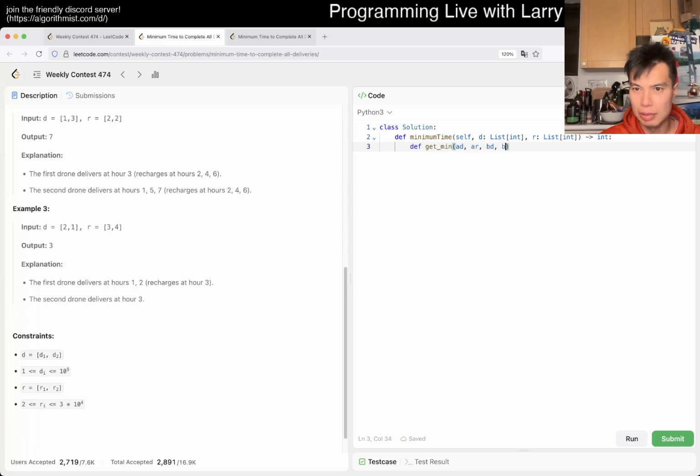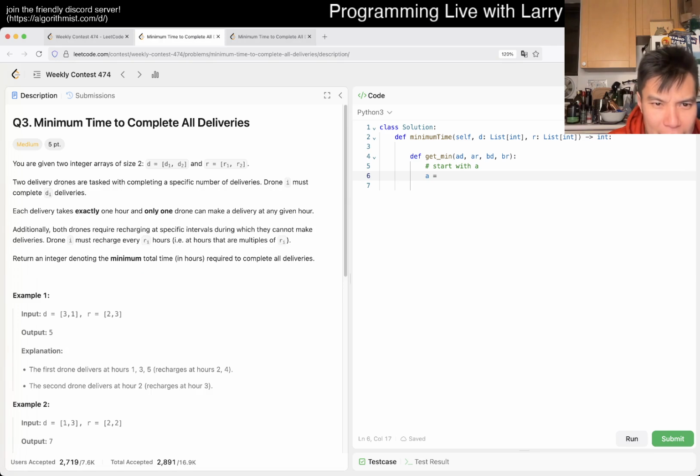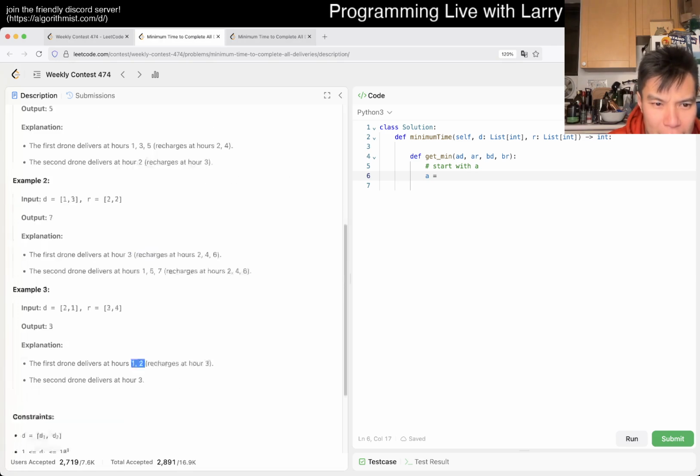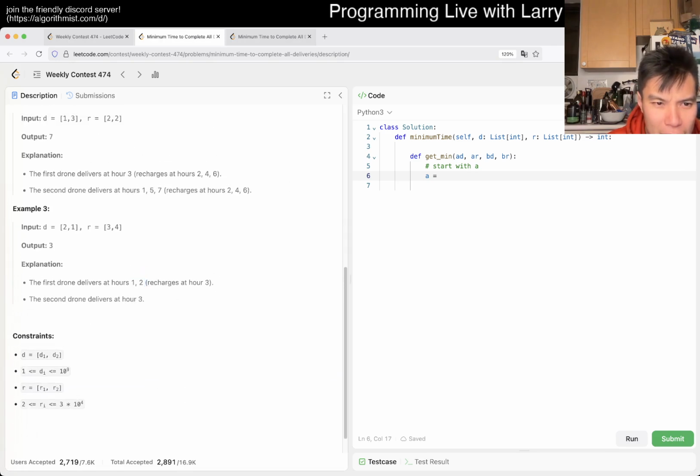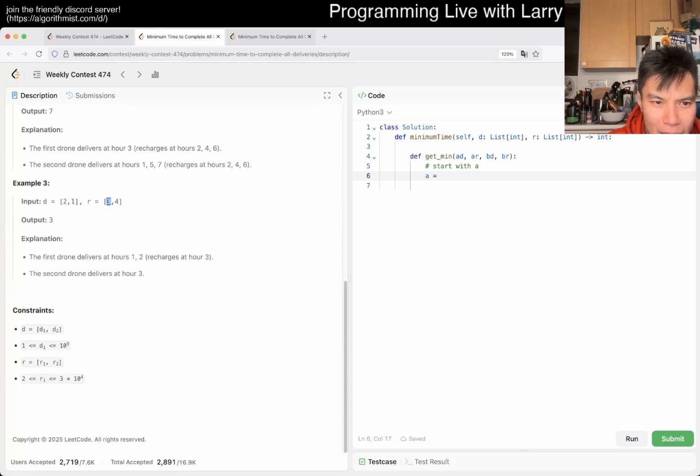ATAR, PTPR. I think that's more intuitive to me. Okay, so now start with A. So then it's going to end at, so it starts at 1. Oh wait, what is this? Did I misunderstand this? What is D? What is R again? R is recharging time, right?